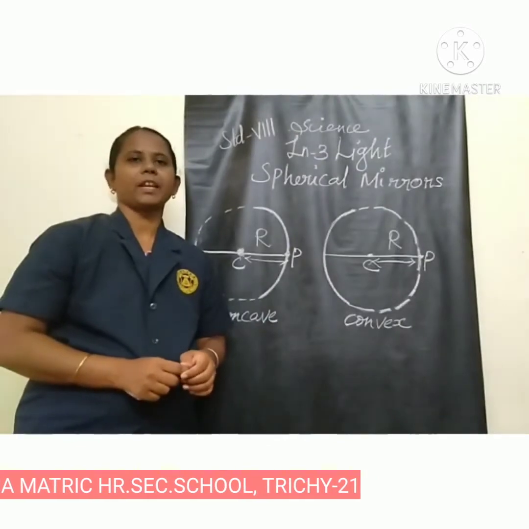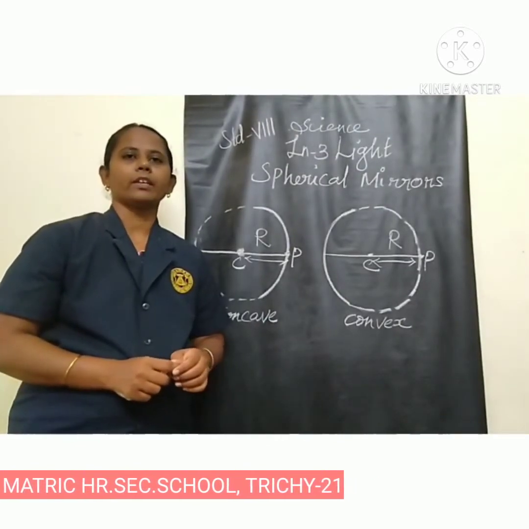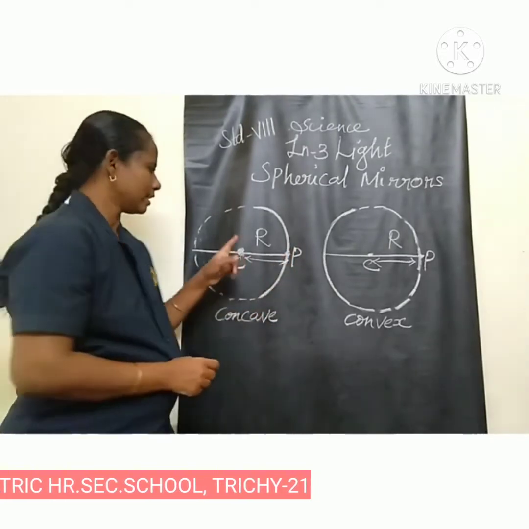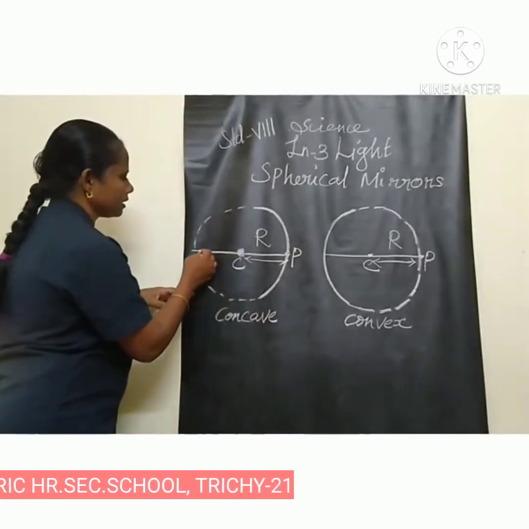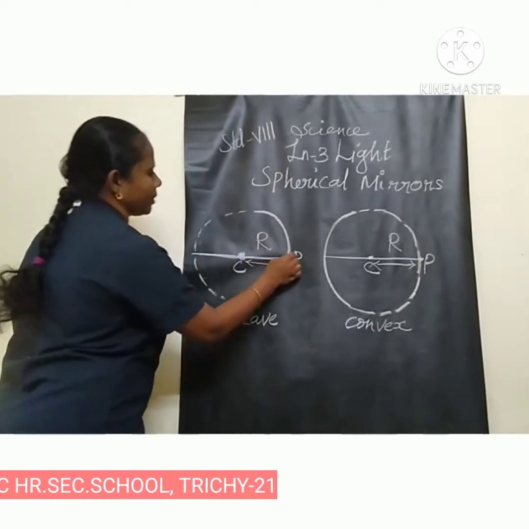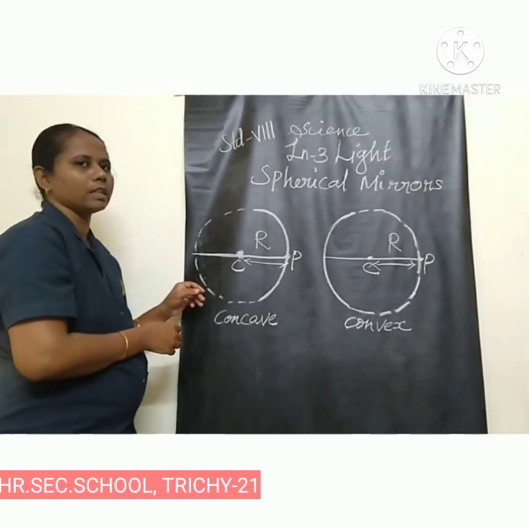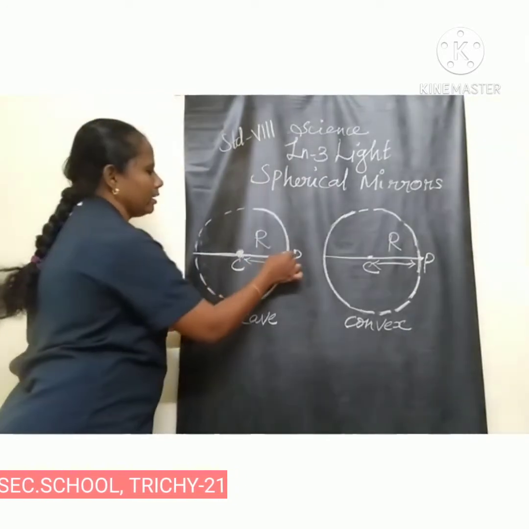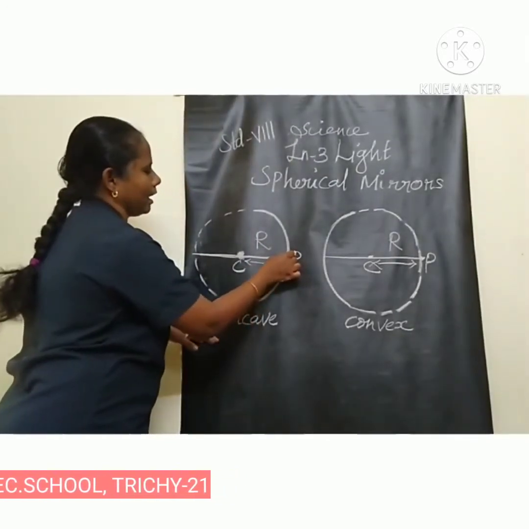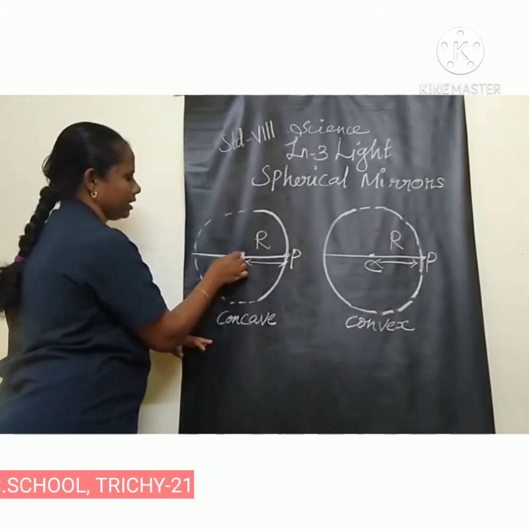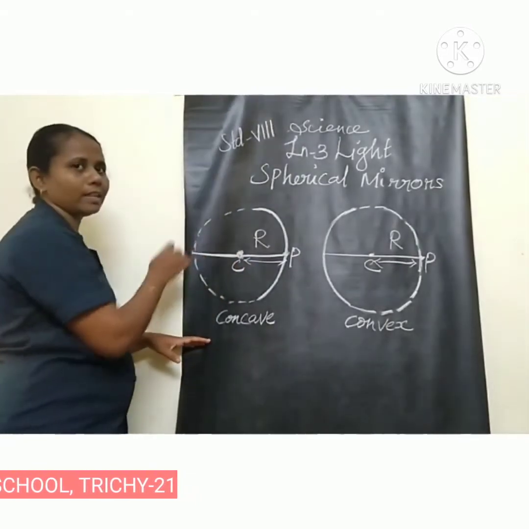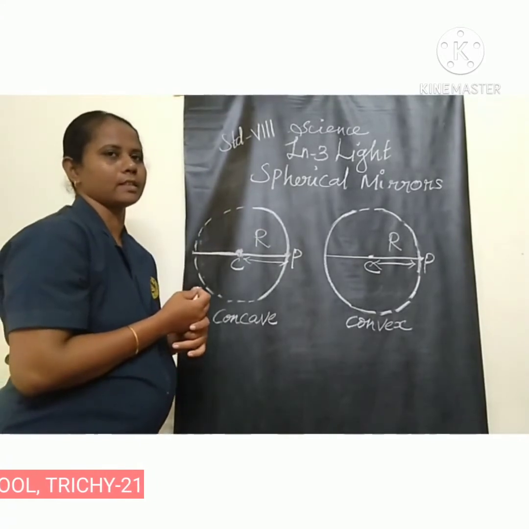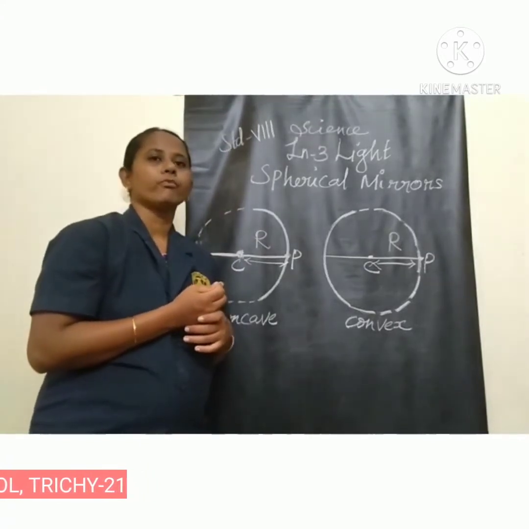Next term, principal axis. The line joining the pole of the mirror and the center of curvature. This line is known as the principal axis. Once again, the principal axis means the line joining the pole of the mirror and the center of curvature. This line is the principal axis.